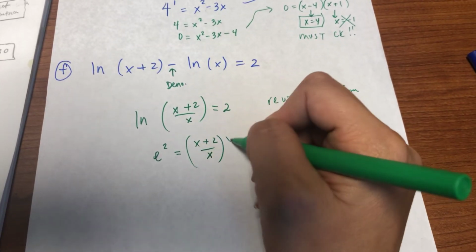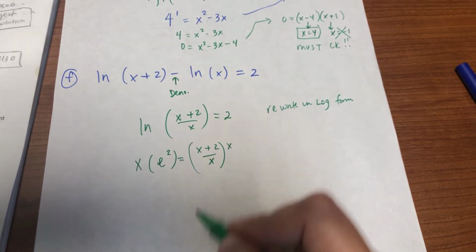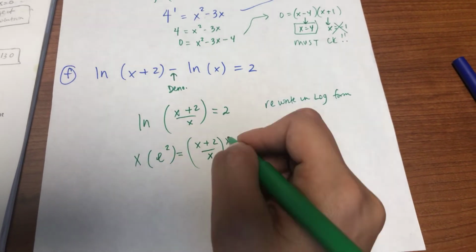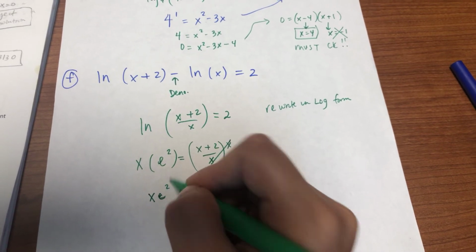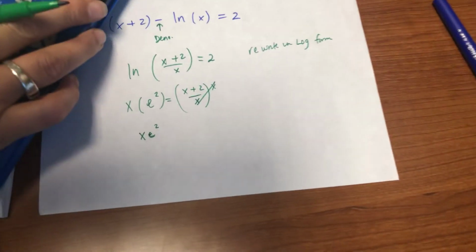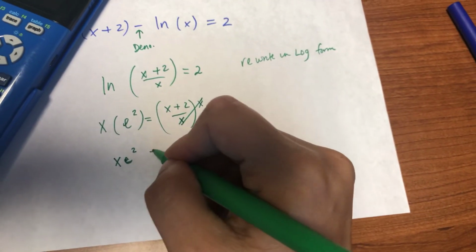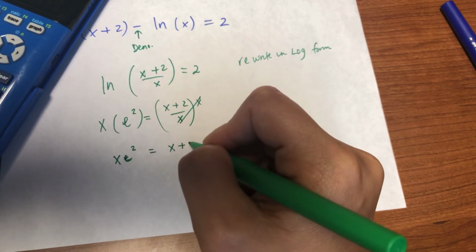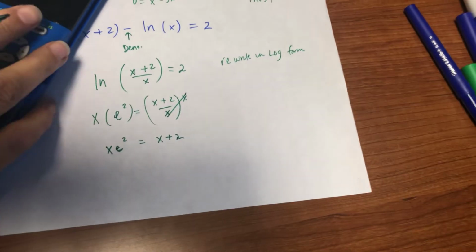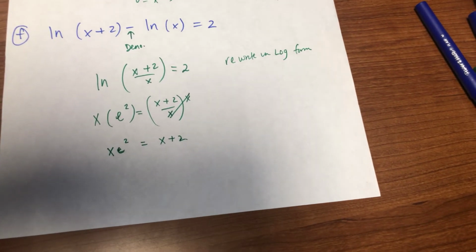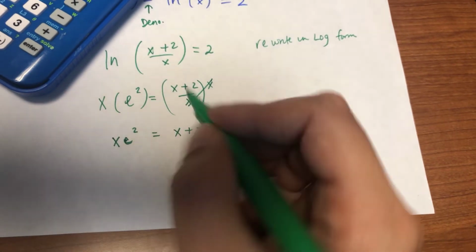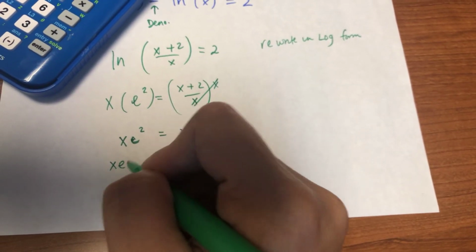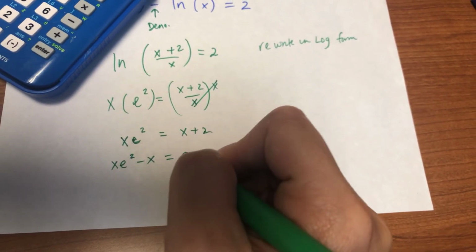So we're going to multiply both sides by x. That would give me x e to the second power equals x plus 2. So now we have x on both sides. Remember, the goal is to solve for x. So we have kind of a dilemma, but that's okay. I'm going to move this x over, so I have x e squared minus x equals 2.